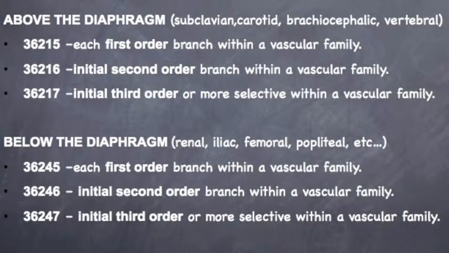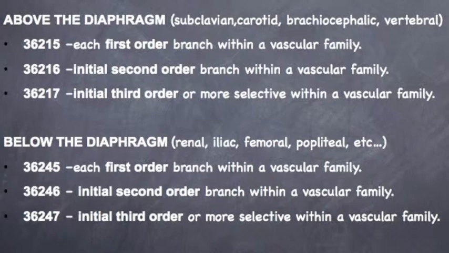Now, when we look at the codes that are available to report selective catheter placements, you'll see that there's truly a six-pack of different service codes that we're going to have to consider first. The three at the top here, 36215, 16, and 17, represent the codes that we'll use for first, second, and third order catheterization in vascular families that originate off of the aorta above the diaphragm. The 36245, 46, and 47 codes are the same thing, first, second, and third order catheter placements that happen to originate in vascular families below the diaphragm.